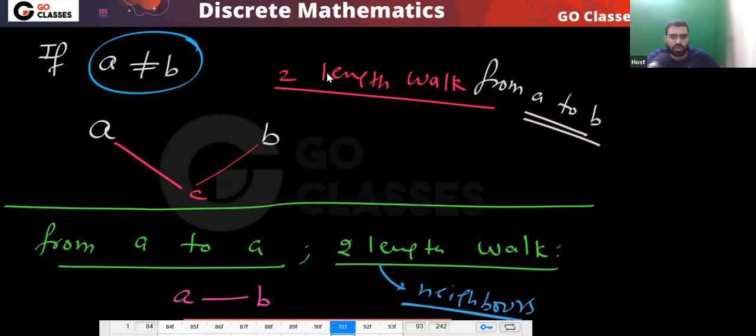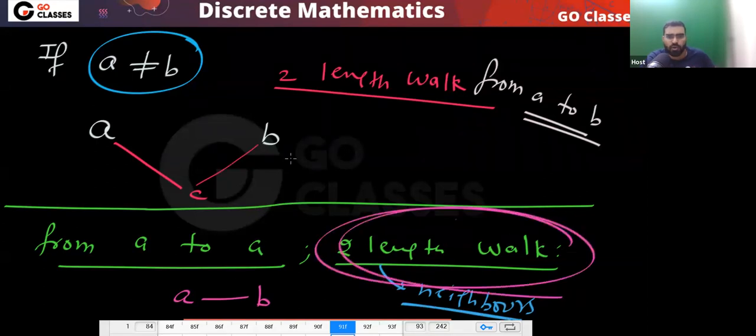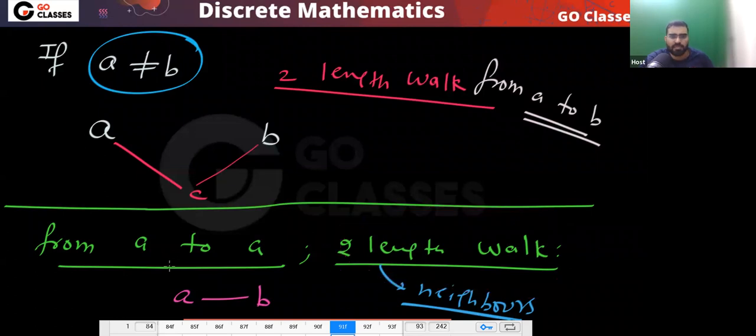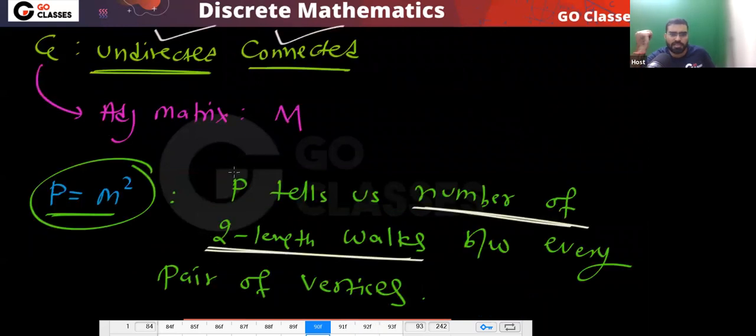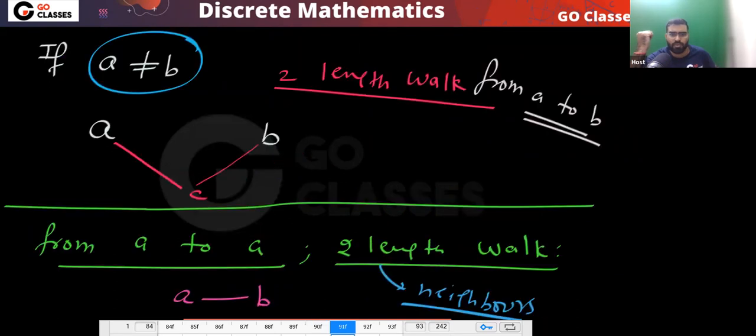So how many two length walks you have, that is the number of neighbors. Yes or no? Two length walks will come because of neighbors. So that is the degree. Yes, very good. Anyway, so this P is giving you the number of two length walks.